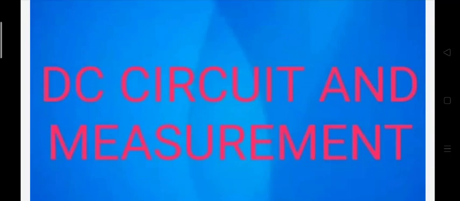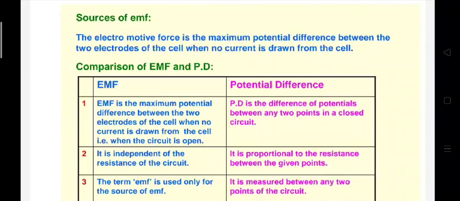Okay, so we'll begin with DC circuit and measurement. When a closed circuit containing an electric source like a cell or battery and a resistance or capacitor through which current flows, it is known as a circuit. In this, electrical energy is transferred from one place to another. We are going to study the cell, electromotive force, circuits containing cells and resistances, and measuring devices.